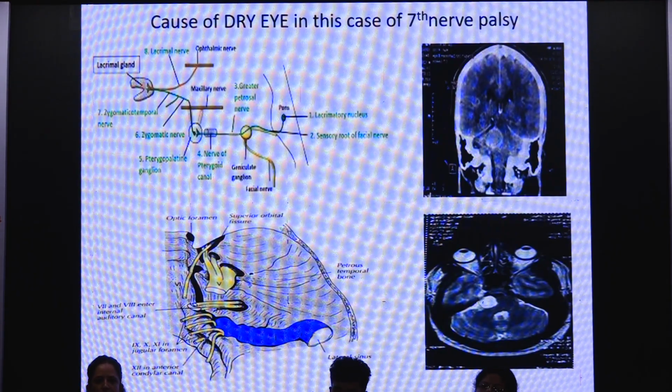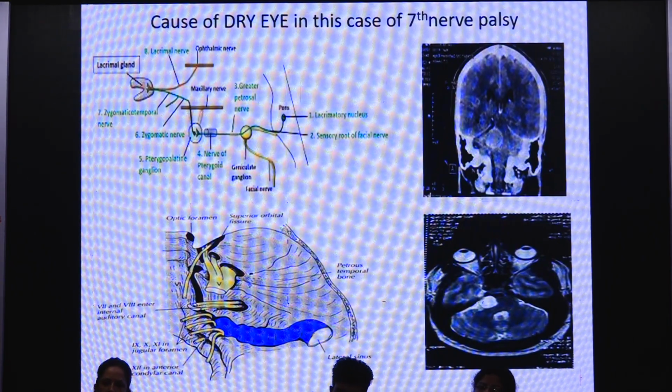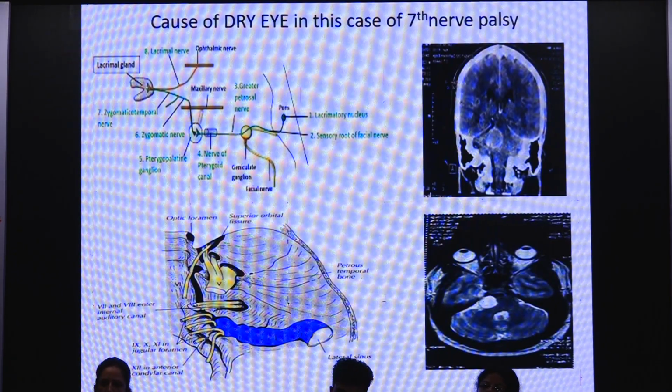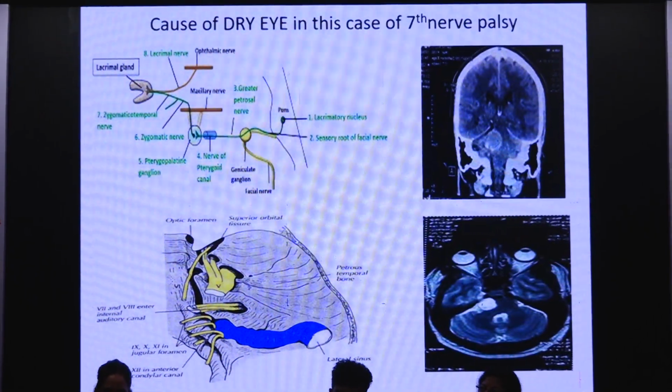On the contrary, because of the seventh nerve involvement there is more lacrimation. So any involvement of the seventh nerve in the CP angle, or in the petrous part of the temporal bone, or in the middle ear can result in dryness of the eye because of the involvement of this secretomotor fiber.